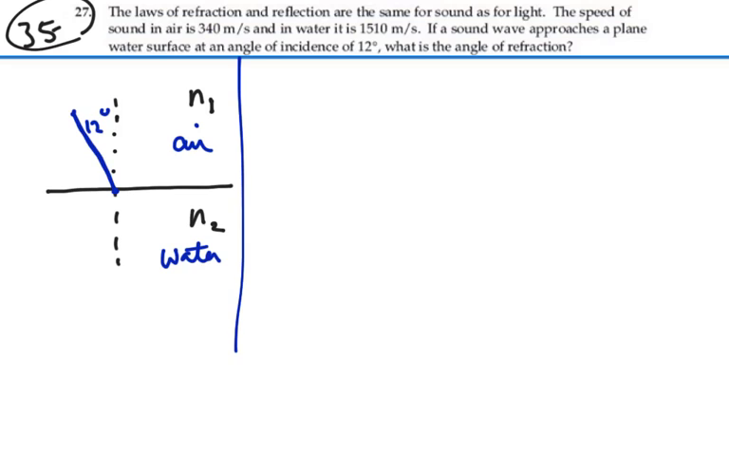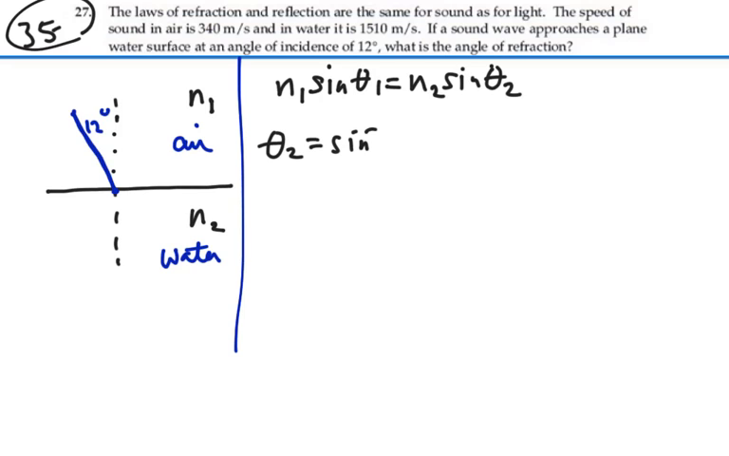But we do know that the laws are the same. So not only is the angle of reflection the same, Snell's law also applies. So n1 sine theta 1 should equal n2 sine theta 2. We want to find theta 2. Theta 2 will be the inverse sine of n1 divided by n2 times sine theta 1. Theta 1 is 12 degrees, as given, but we don't know what n1 and n2 are.